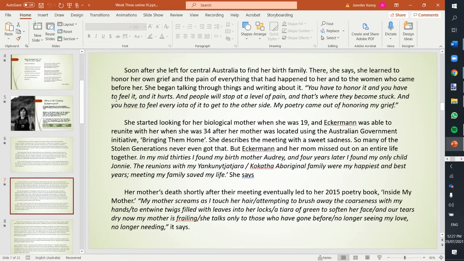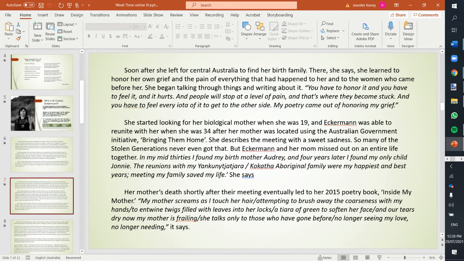You have to honour it, and you have to feel it, and it hurts. And people will stop at a level of pain, and that's where they become stuck. And you have to feel every ounce of it to get to the other side. My poetry came out of honouring my grief.